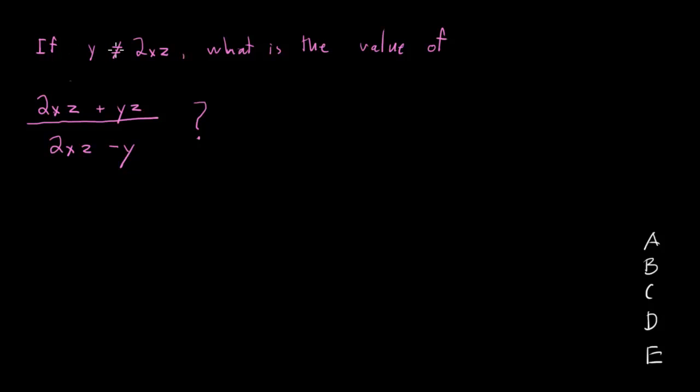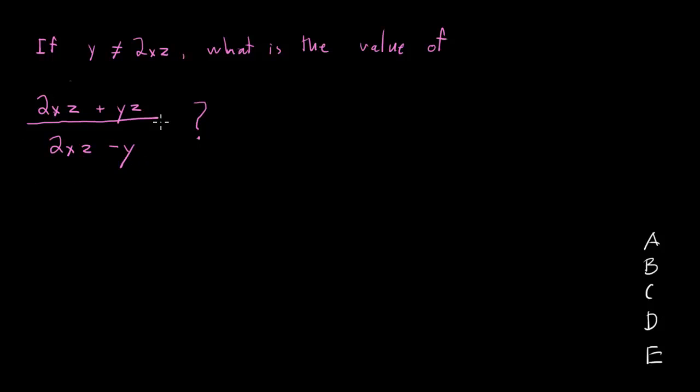If y does not equal 2xz. And at the end of the video, if I have time, I'll address why the GMAT would include this little bit of information. But for now, let's continue to the question, and we'll come back to that at the end. If y doesn't equal 2xz, what is the value of this ugly expression?